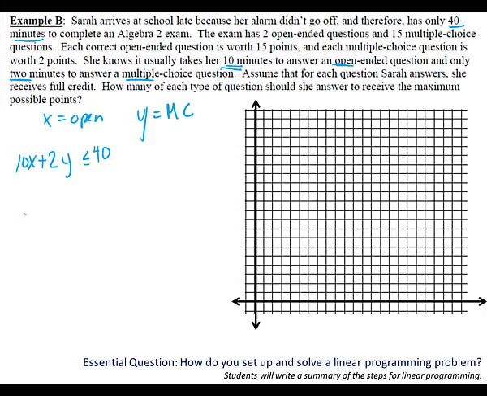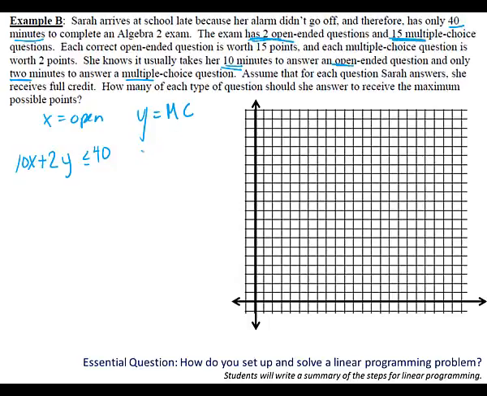Let's see. The other information we have is we know how many possible questions there are on the test, right? No. How many points they're worth, right? So each open-ended is worth 15. No, it's the number of questions. I don't know why the points are in there. Oh, the points are for the maximum equation. All right, so we know we've got 2 open-ended and 15 multiple choice.